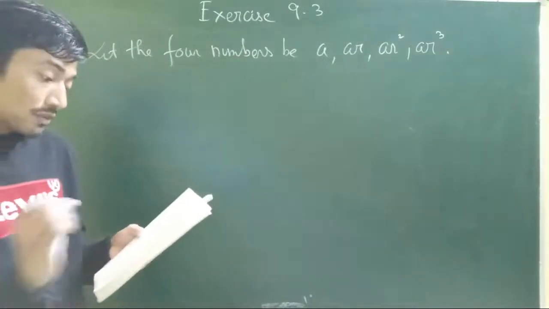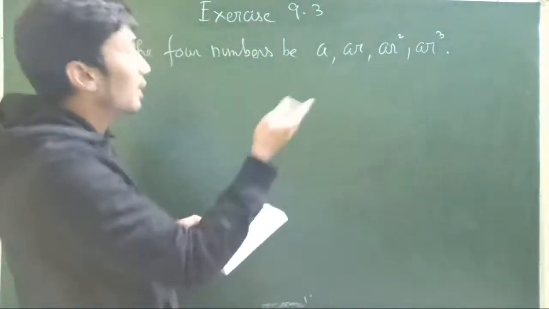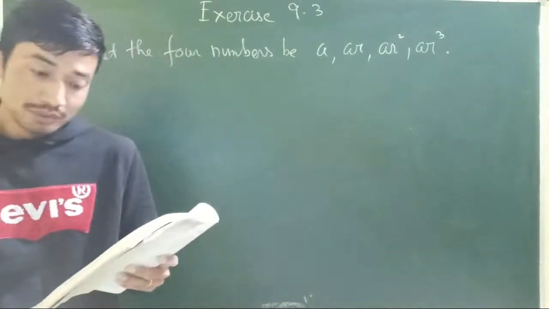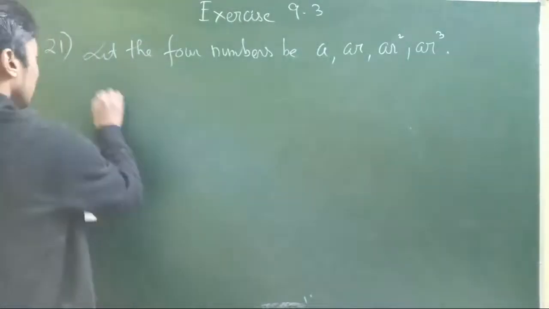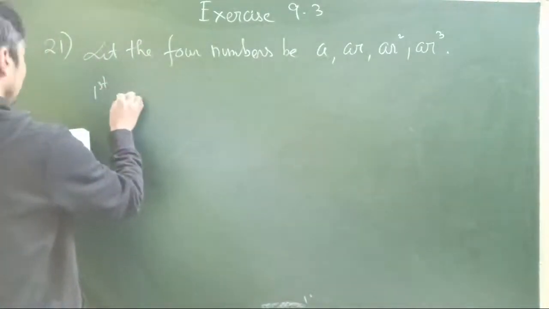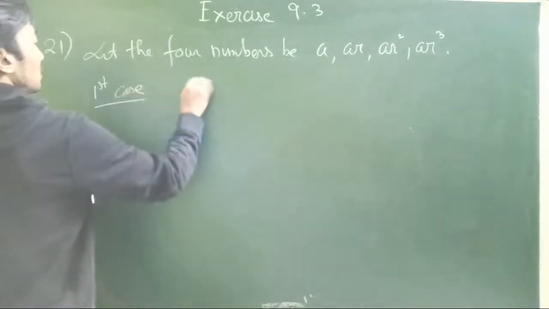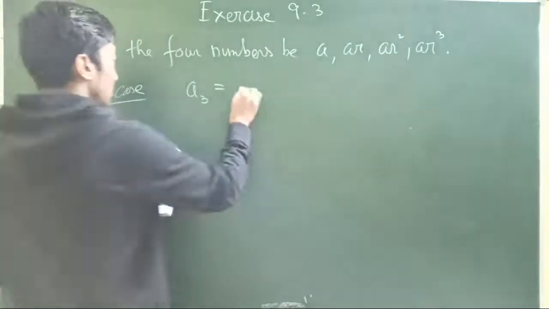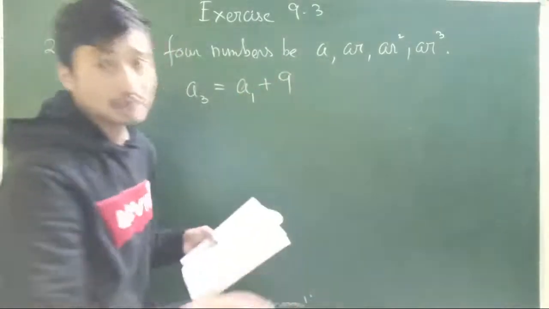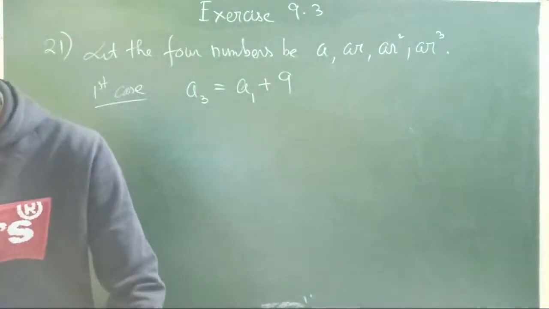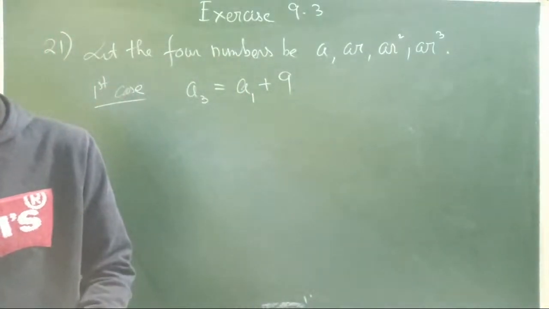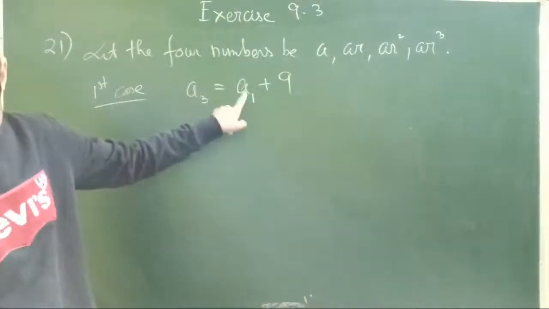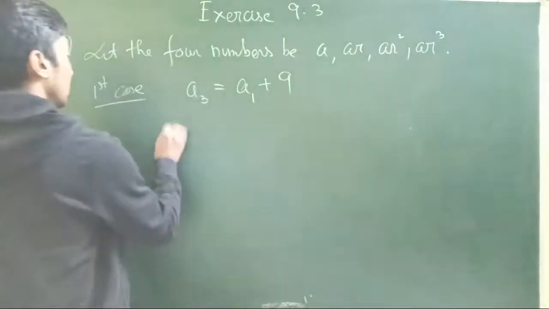So find four numbers forming a geometric progression. Okay, let the four numbers be a, ar, ar square, ar cube. Fine. First, second, third, fourth term. Forming a geometric progression in which the third term is greater than the first term by how much? By 9. That's what the question says.